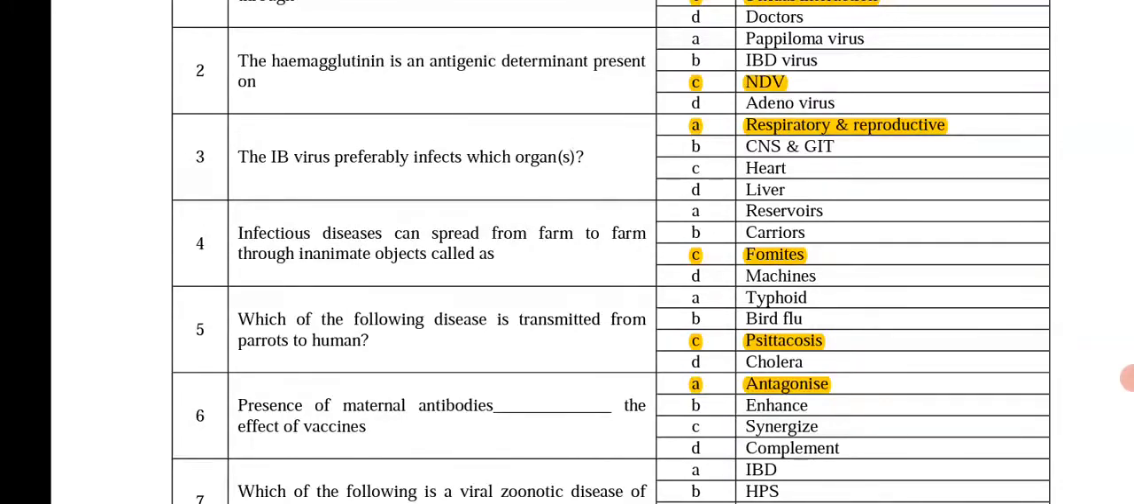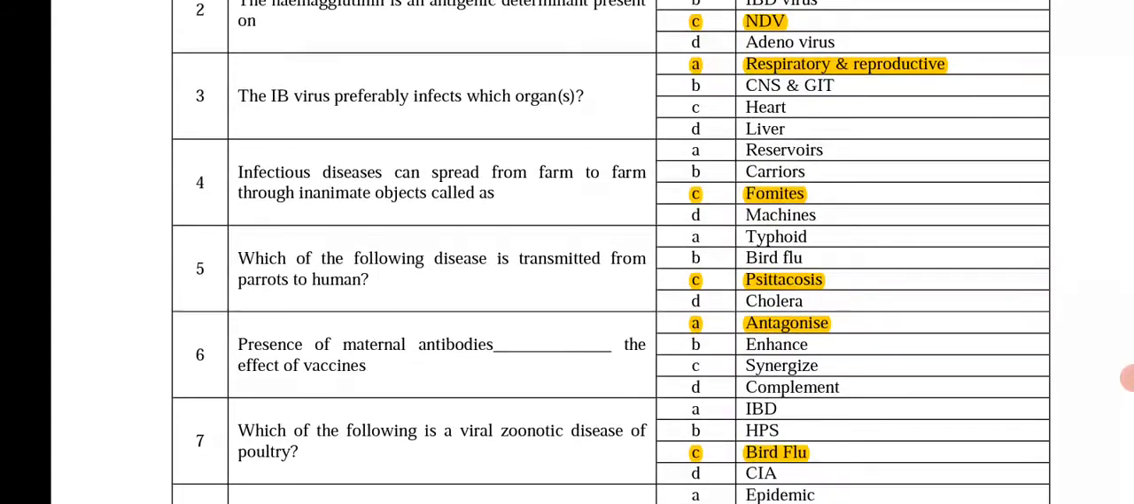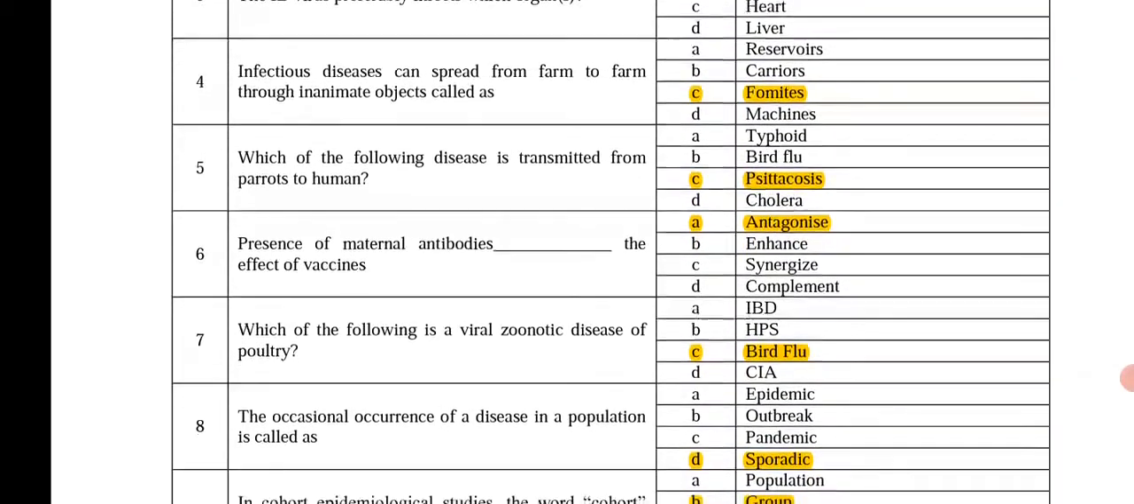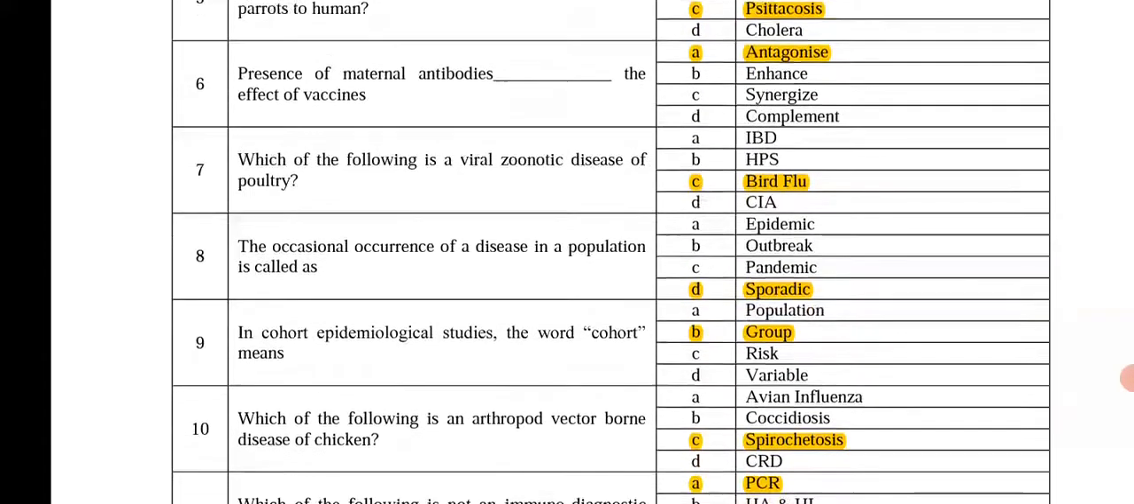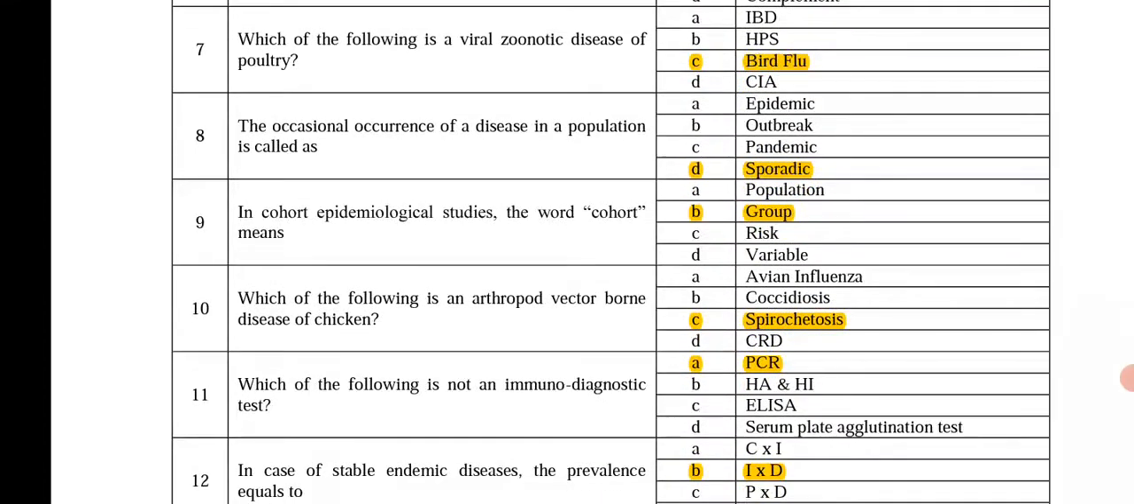Which of the following diseases is transmitted from parrots to humans? Psittacosis. Presence of maternal antibodies antagonizes the effect of vaccines. Which of the following is a viral zoonotic disease of poultry? Bird flu. The occasional occurrence of disease in a population is called sporadic. In cohort epidemiological studies, the word cohort means group.